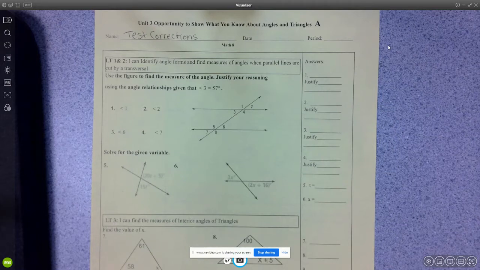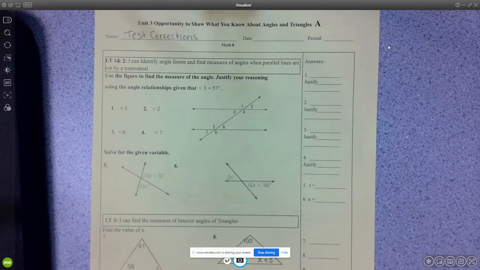The way to improve your grade on a learning target, if you scored lower than a 3, is to correct your question on your test, then look it over. Then you're going to rewrite it on the test corrections paper in the left-hand column, showing all your work, and then in the right-hand column, you'll explain how to do the problem.